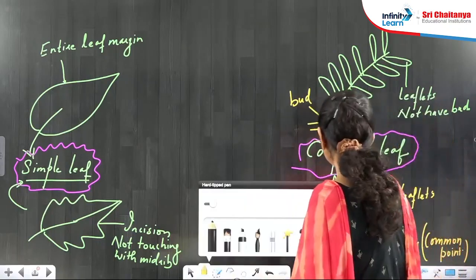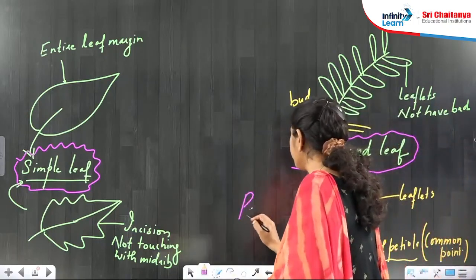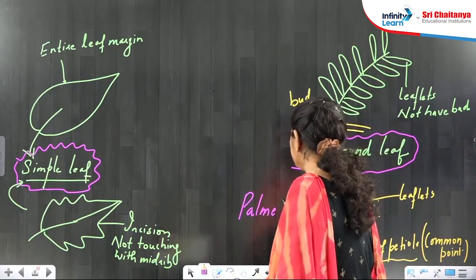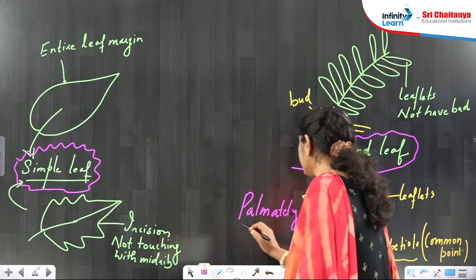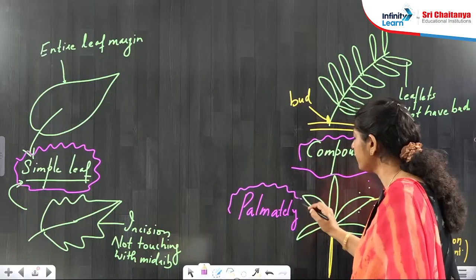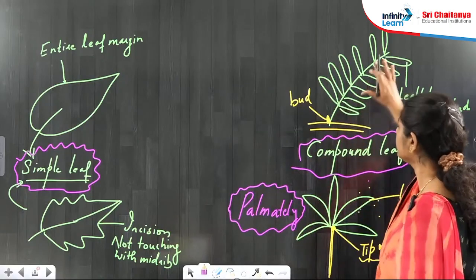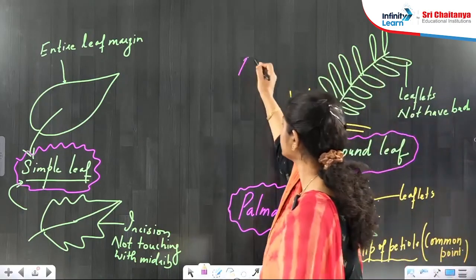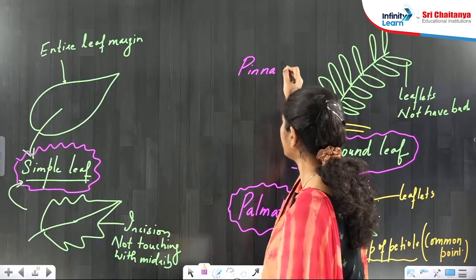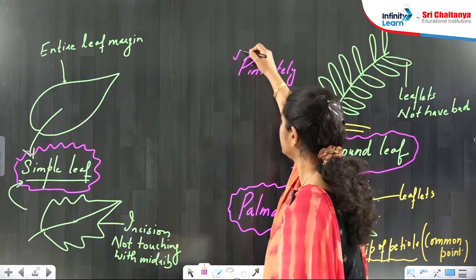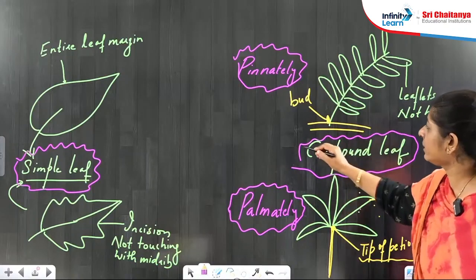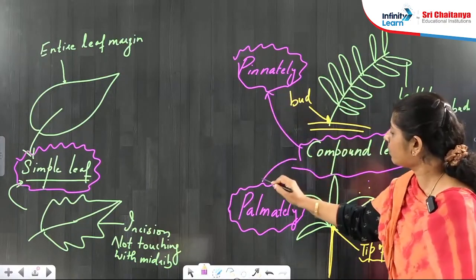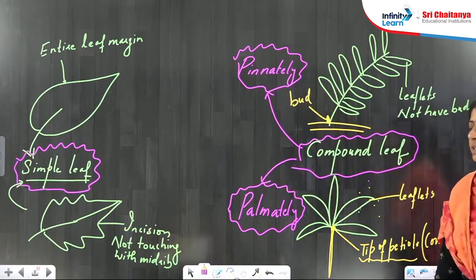But which category of compound leaf? Palmately compound leaf. Which type of leaf will it be? Palmately compound leaf. This one you call a pinnately compound leaf. So how many types of compound leaves are there? Two types, pinnately compound and palmately compound.